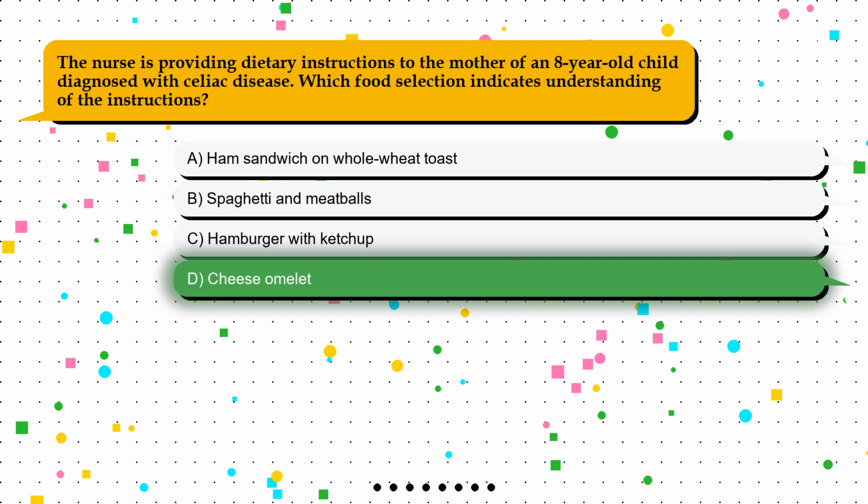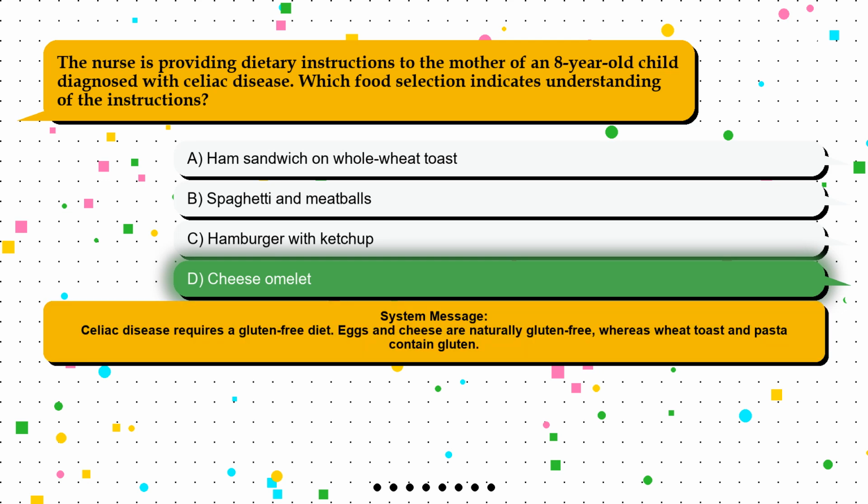The correct answer is option D, cheese omelet. Celiac disease requires a gluten-free diet. Eggs and cheese are naturally gluten-free, whereas wheat toast and pasta contain gluten.